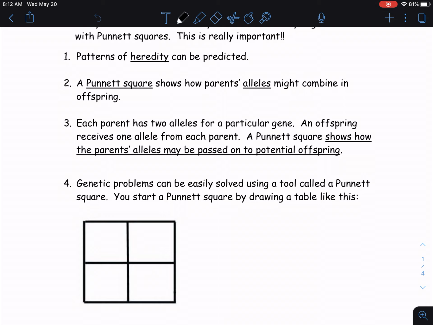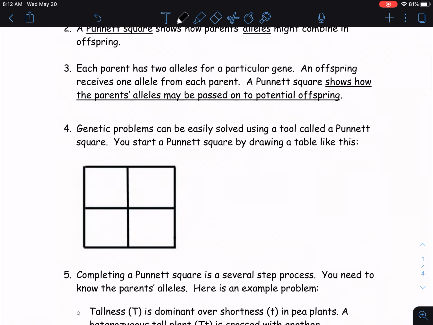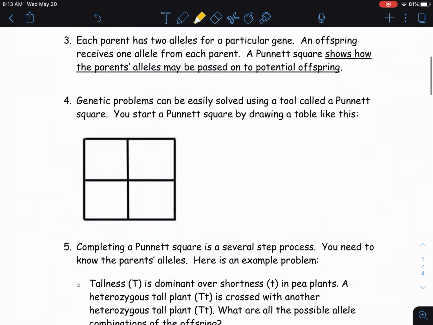And three says, each parent has two alleles for a particular gene. An offspring receives one allele from a parent. A Punnett square shows how the parent's alleles may be passed on. So an allele is just like that trait that the parent has. Genetic problems can easily be solved using a tool called a Punnett square. And this right here is your Punnett square. You start a Punnett square by drawing a table like this.